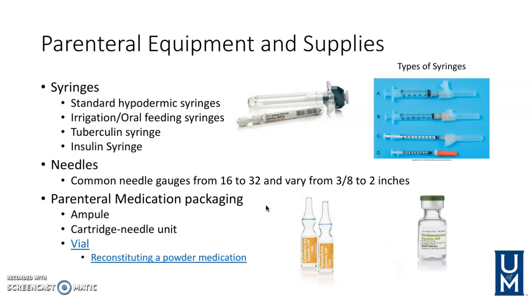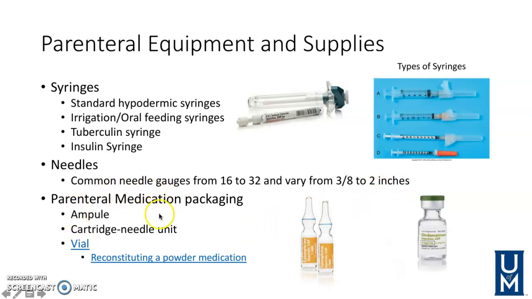So when we're talking about gauges, this is how big or how thick the needle is. And when we talk about these numbers, a 16 gauge needle is big. It's the bigger of the needles, whereas a 32 gauge needle is much, much smaller. And then this is the length, so you may have a 3/8 inch needle, much shorter, and then all the way up to 2 inches needing to go much deeper into the body.